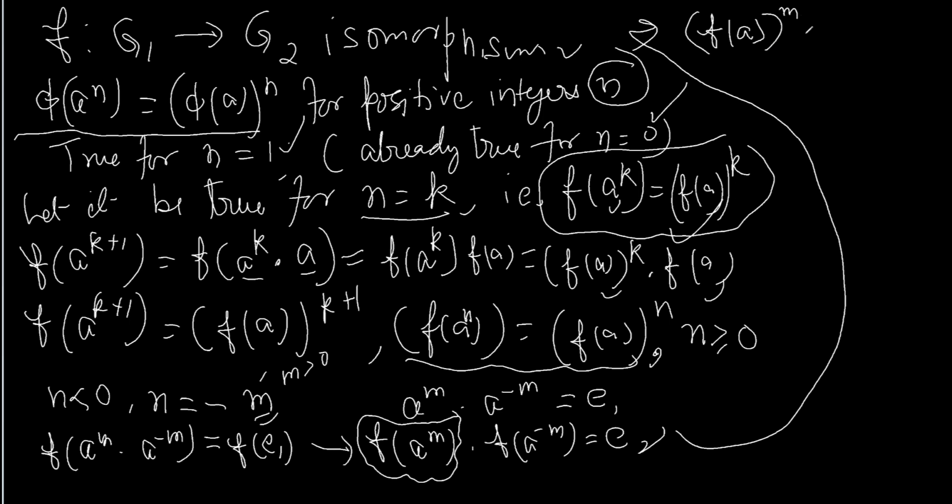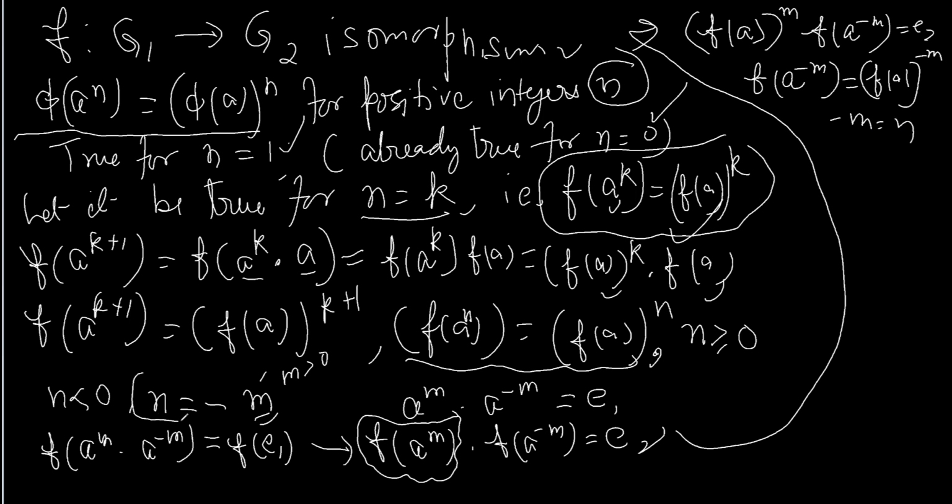right? And then we got f of a to the negative m equals e2, or in other words, f of a to the negative m, if we take it to the other side, then that will be f of a to the power negative m. Now remember, negative m is who? That's n. That's what we had chosen.